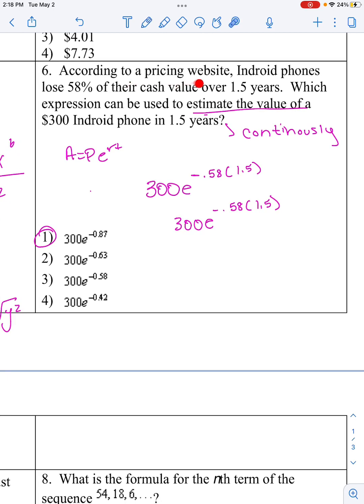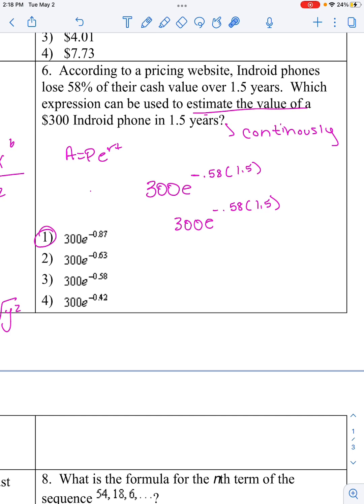So according to a pricing website, Android phones lose 58% of their cash over 1.5 years. So they're continuously losing their cash. Which expression can be used to estimate a $300 phone in 1.5 years?